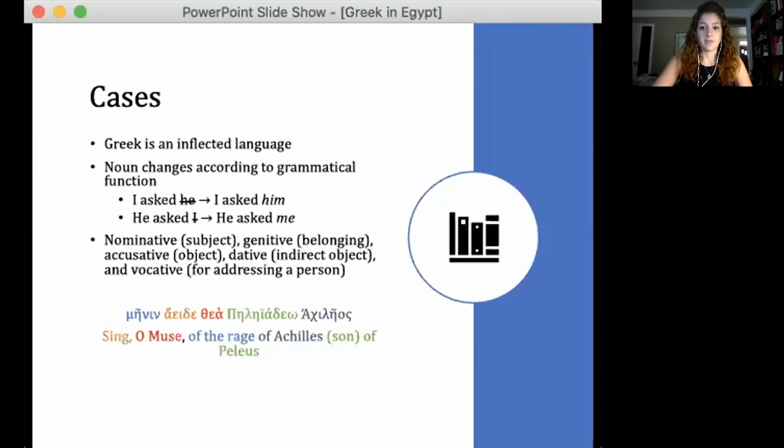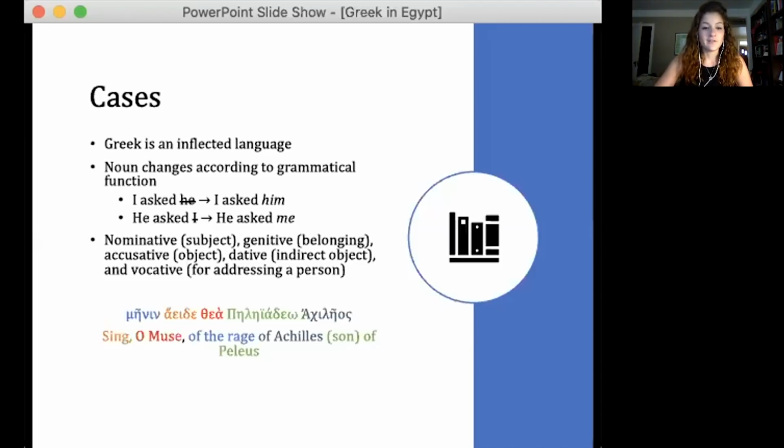Greek has exactly the same thing, but for 5 cases. Nominative, which is the subject, genitive, which is belonging to, accusative, which is the object, dative, the indirect object, and vocative, like when you're talking to someone, O Zeus, for example. This also means that the order of words in Greek can change dramatically, since word order isn't what determines grammatical function. You can say, for instance, the apple to him gave I, and it wouldn't be any stranger than I gave the apple to him.